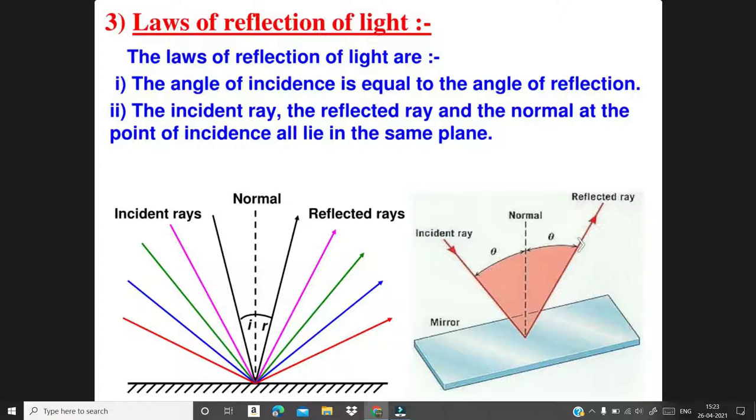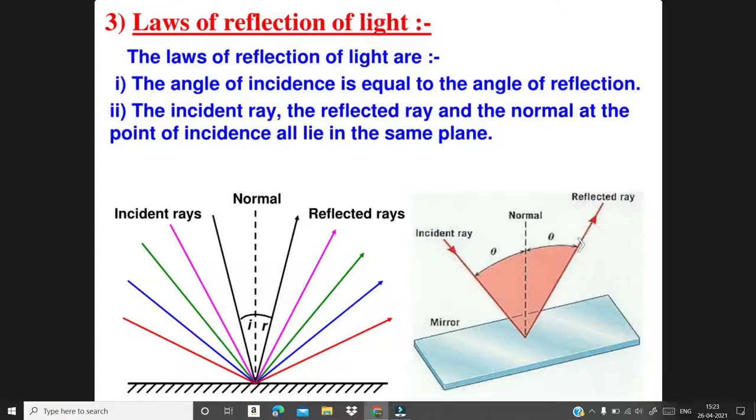Laws of reflection of light. Now there are generally two laws of reflection of light. Let us discuss them. First one is the angle of incidence is equal to the angle of reflection. Second one is that the incident ray, the reflected ray and the normal ray at the point of incidence all lie on the same plane.